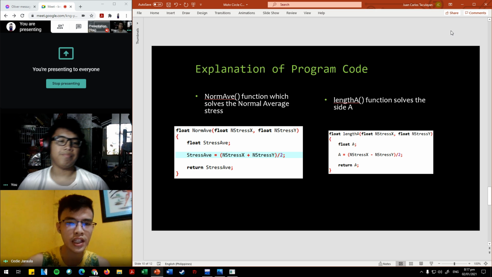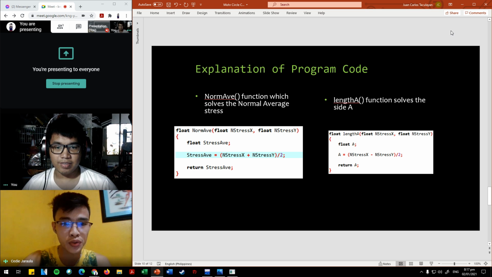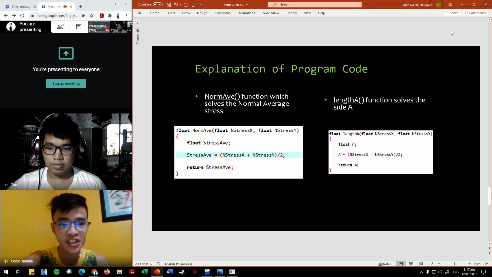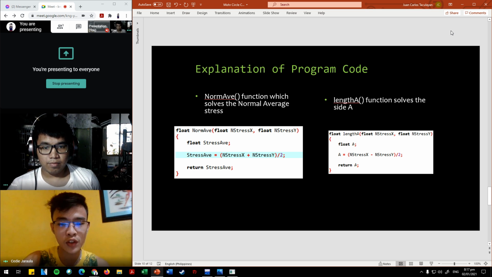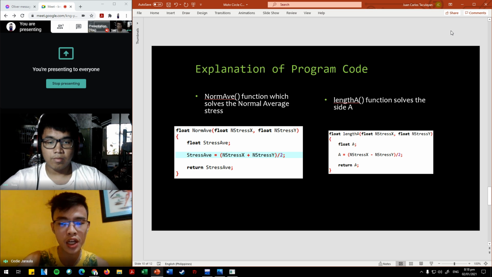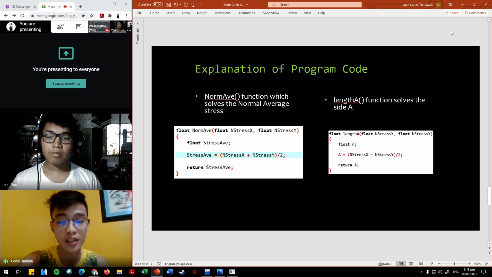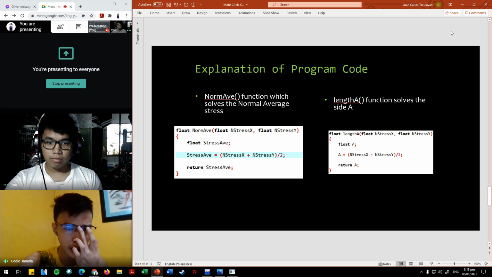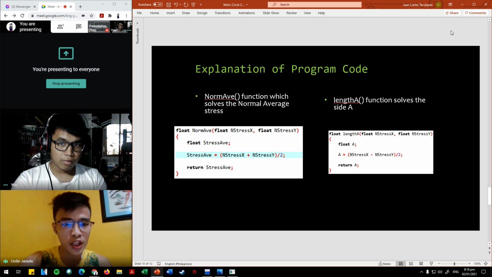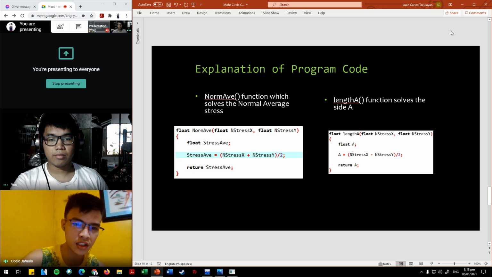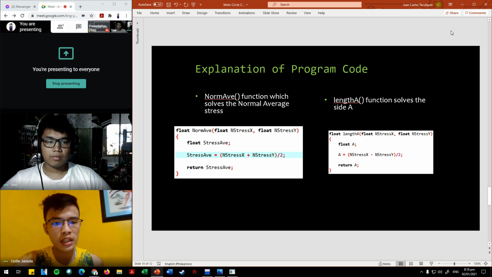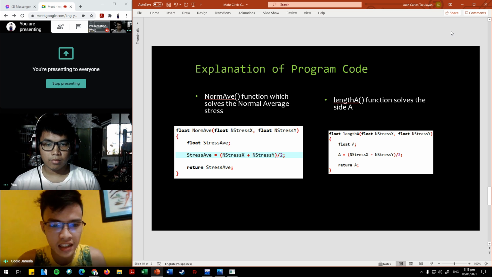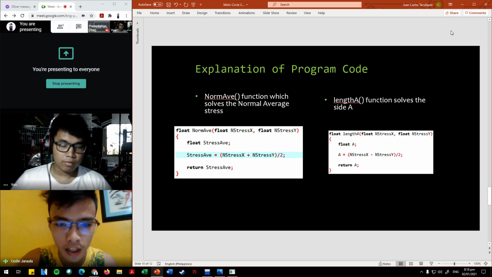Next, the normAV function, which solves the normal average stress. It uses float, which is short for floating point. It is a fundamental data type built into the compiler that defines numeric values with a floating decimal point. So stated there, the stress average, stressAV, is equal to nstressx, or the normal stress along x, plus nstressy over 2.